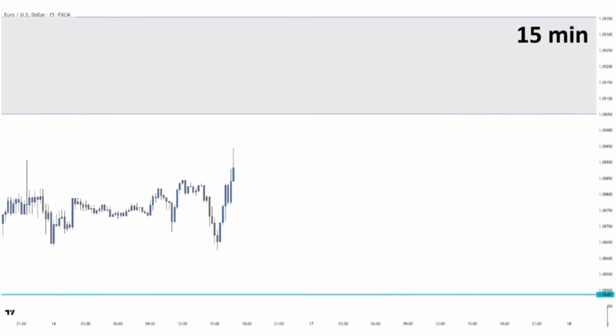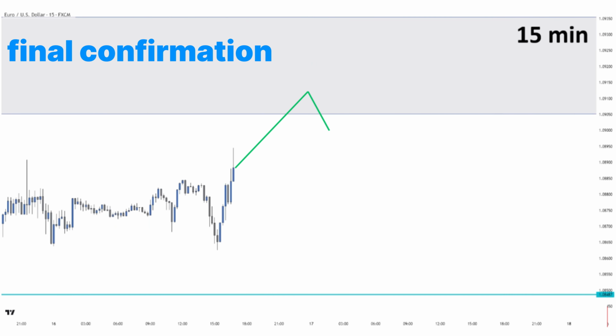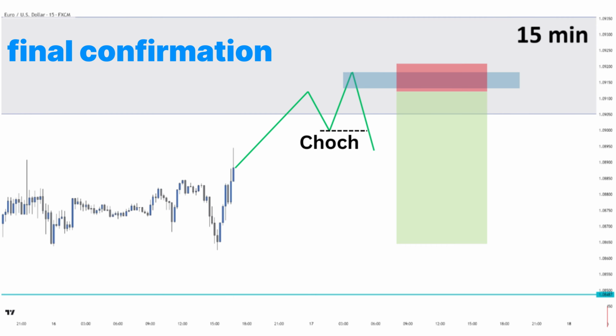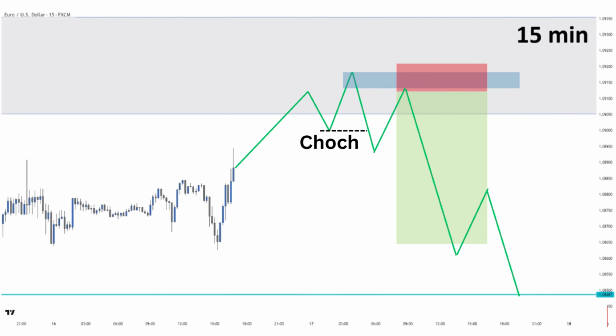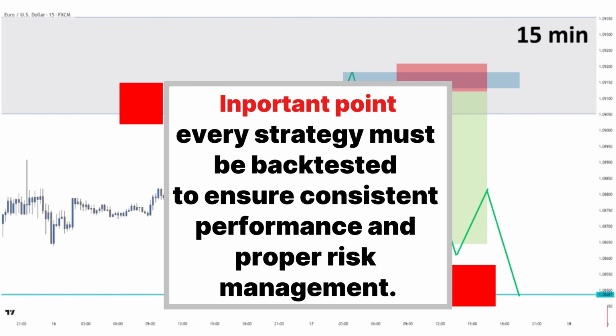Now let's move to the 15-minute chart for final confirmation. At this stage, we wait for price to enter the order block and form a change of character. If no change of character appears, no trade is taken. Our first target is the daily level, and if broken, we aim for the next weekly structure zone. This setup is simply an example of trade execution using top-down analysis. Before risking real capital, every strategy must be backtested to ensure consistent performance and proper risk management.